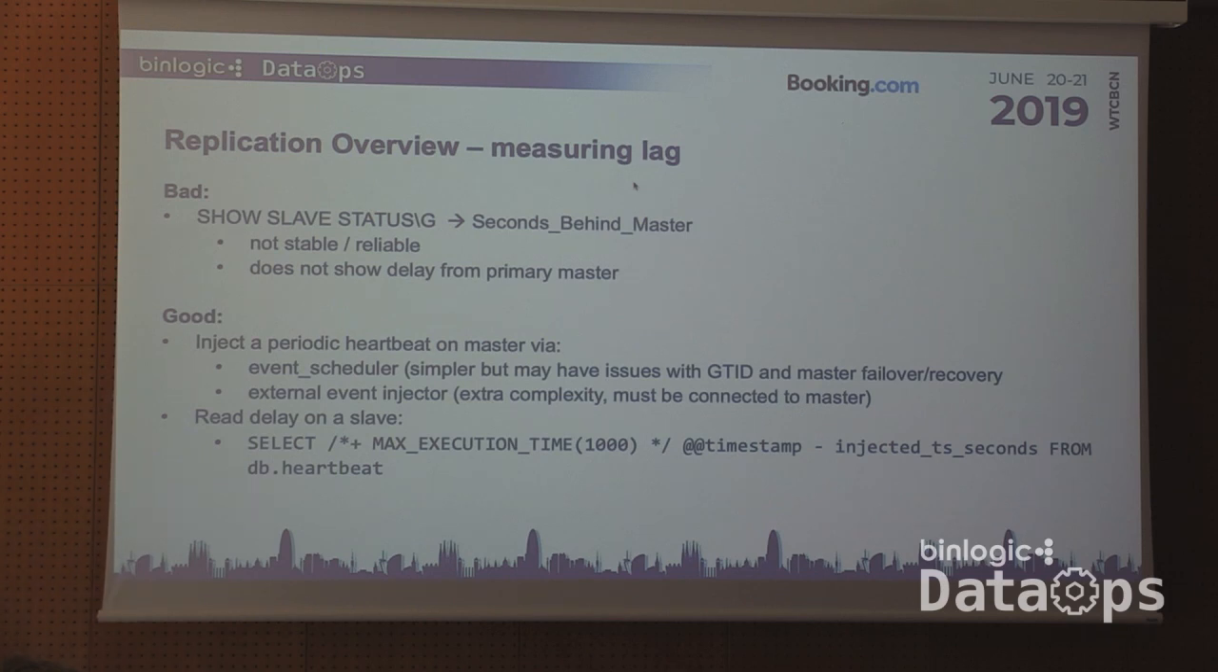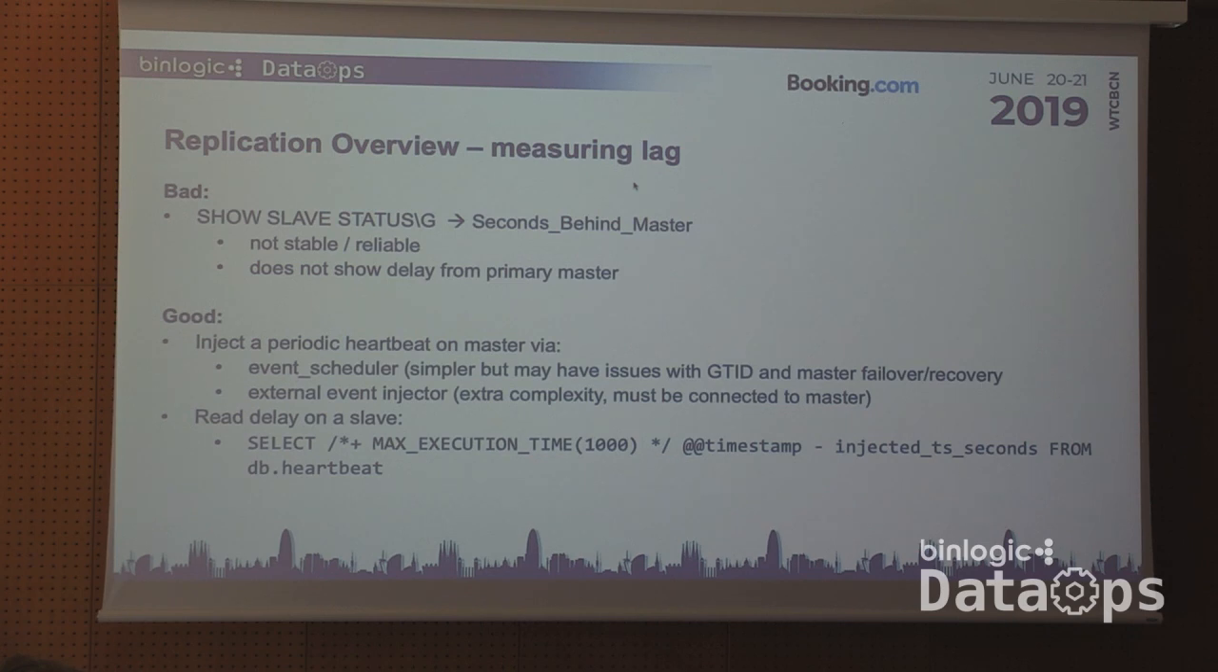I think GitHub have mentioned in some of their presentations that they are quite intolerant to replication delay, so I think they inject every 100 milliseconds, but they do that with an external process. And then you just run something on the slave to read the delay.